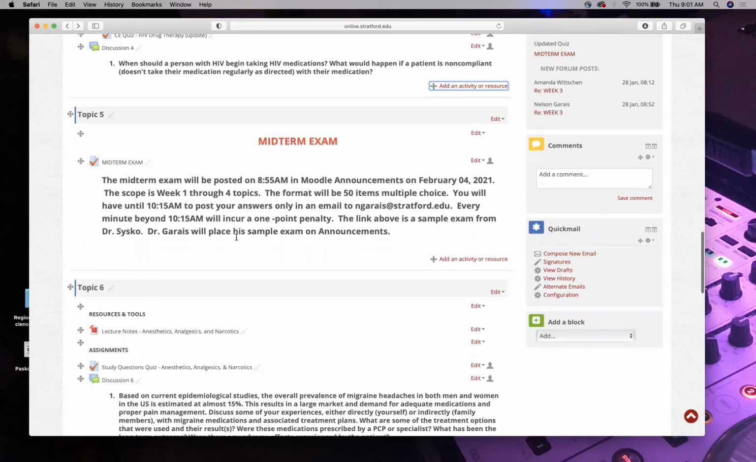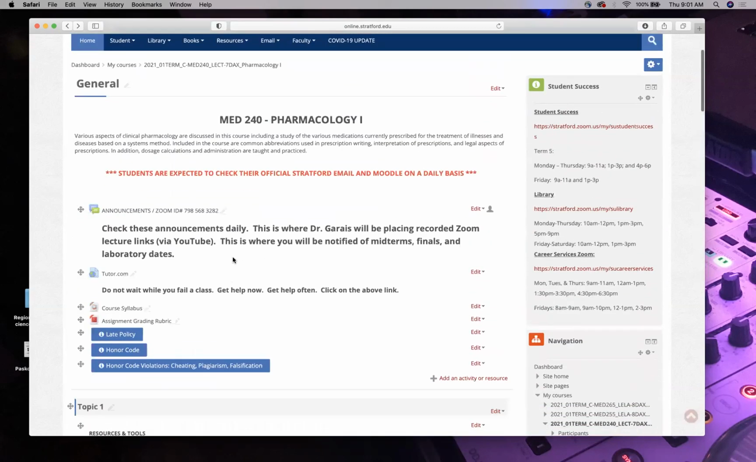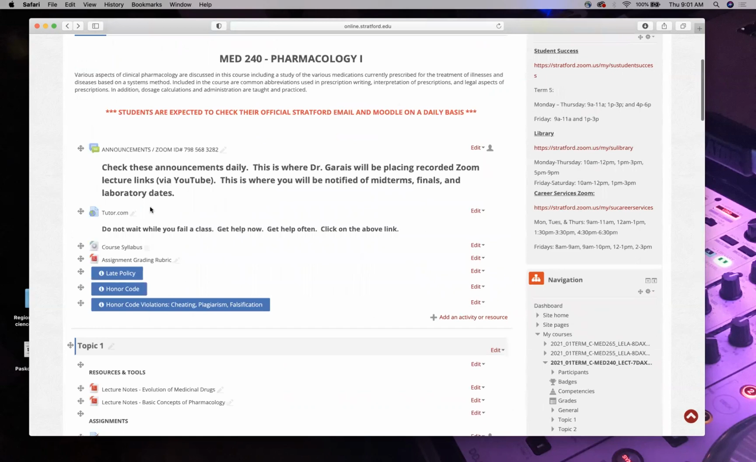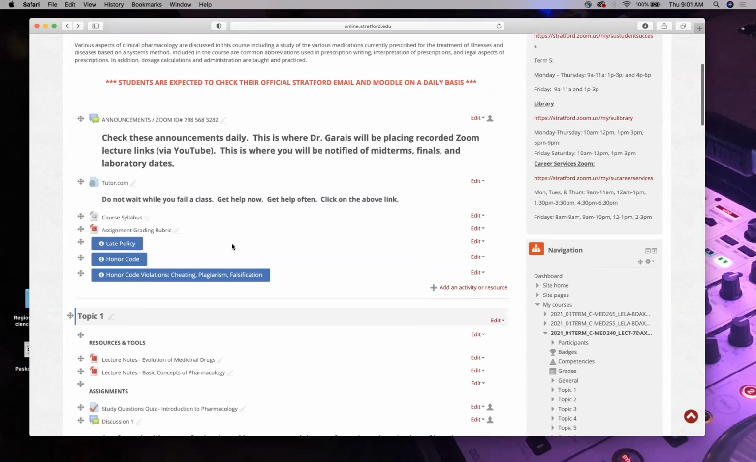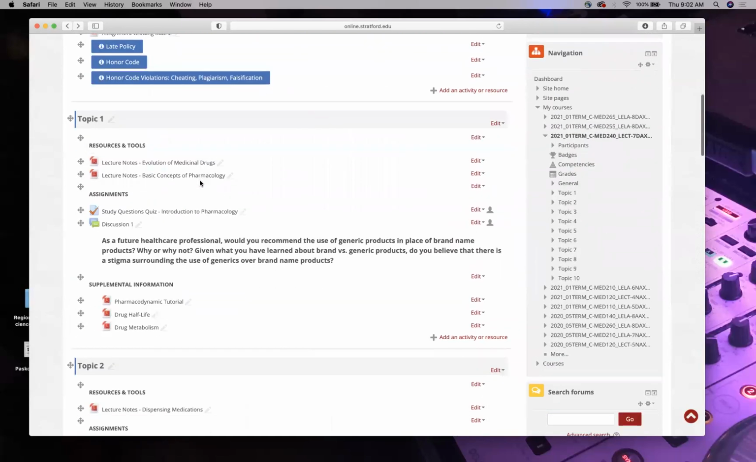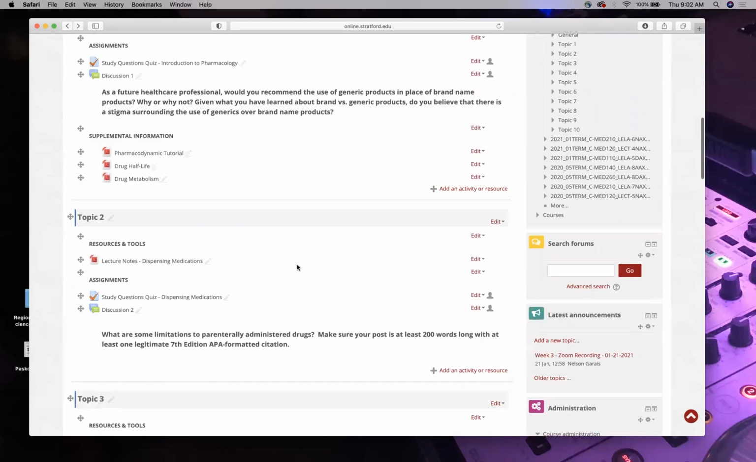Another public service announcement: if you look at the very top, we now have tutor.com, affiliated with Stratford University. Click on that if you need some help. Of course, you could still ask your professor. That's also a good source. But hit this up, try this out. I'm going to try this out this weekend as well. I'm going to pretend to be a student and have some trouble and see if they can help us out.